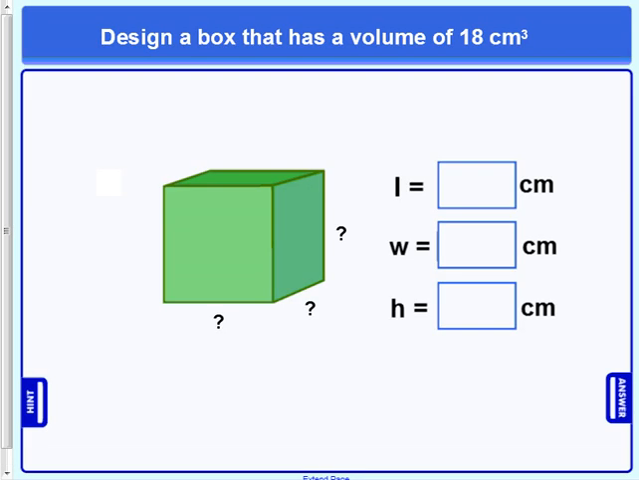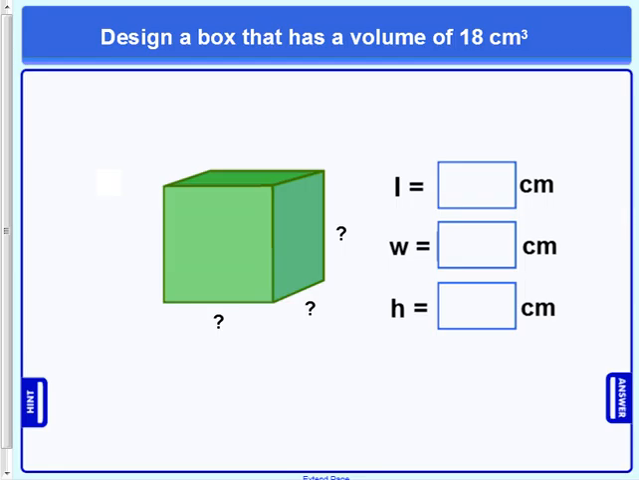Let's talk about this. What if I asked you to create a prism or box that has a specific volume? Could you do that? Well, let's think about that a minute. If I want it to be a volume of 18 cubic centimeters, we know that we're going to have to do length times width times height. So we're really looking then for a combination of numbers that when I multiply them are going to give me 18. See what you can come up with.